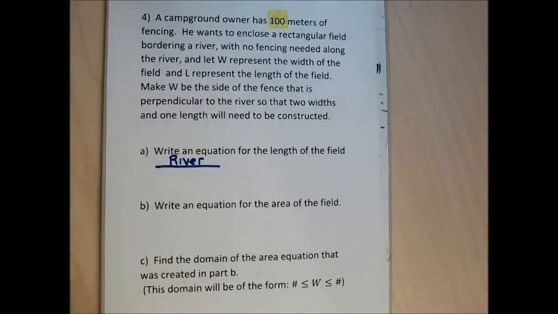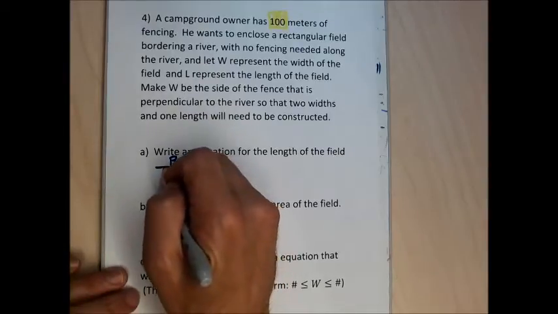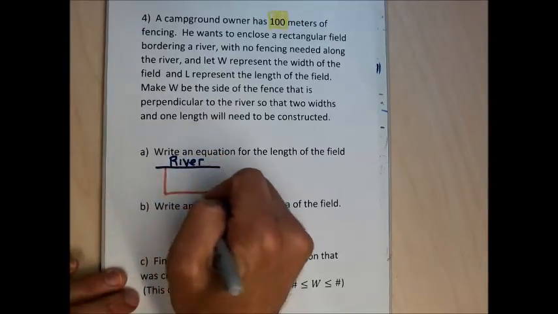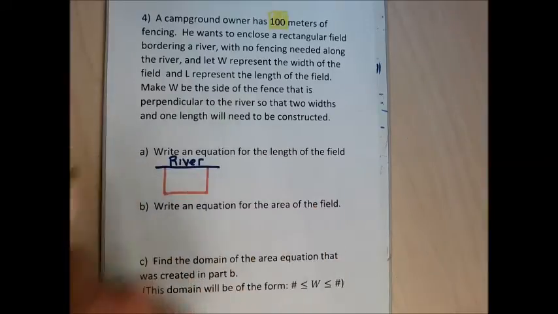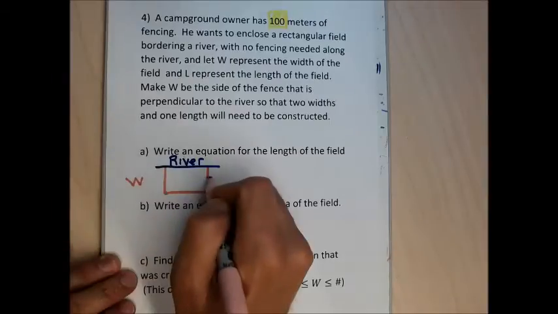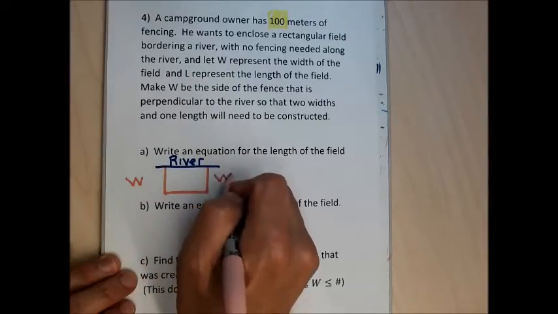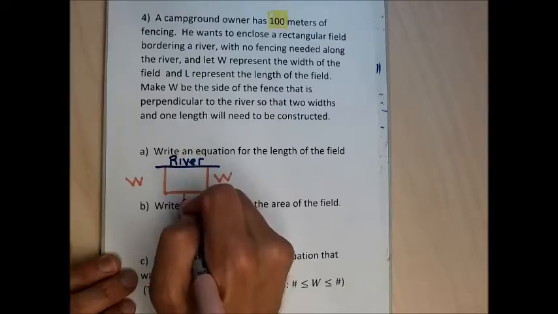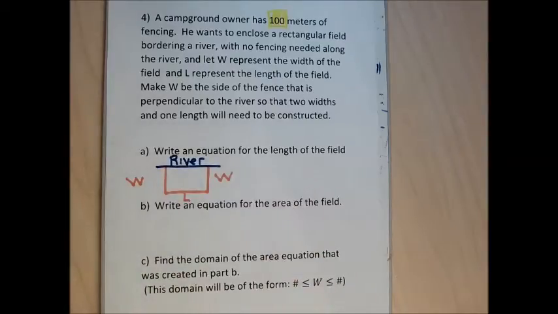But here's kind of what the campground owner is doing. He has a river, and he's going to build 3 sides, 3 lengths of fence in some sense. And the sides that are perpendicular to the river, I'm going to call W, are the widths. And the side that's parallel to the river, I'm going to call the lengths. That's a diagram of what the campground owner is going to do.